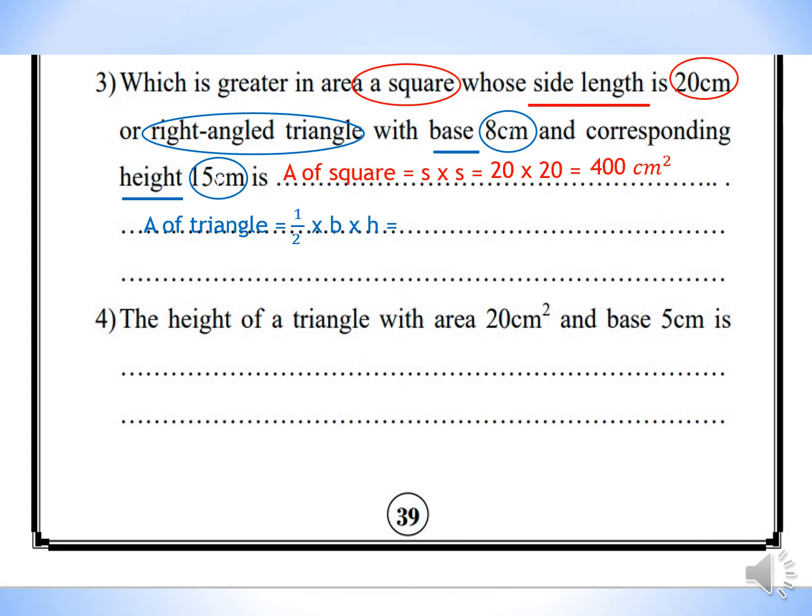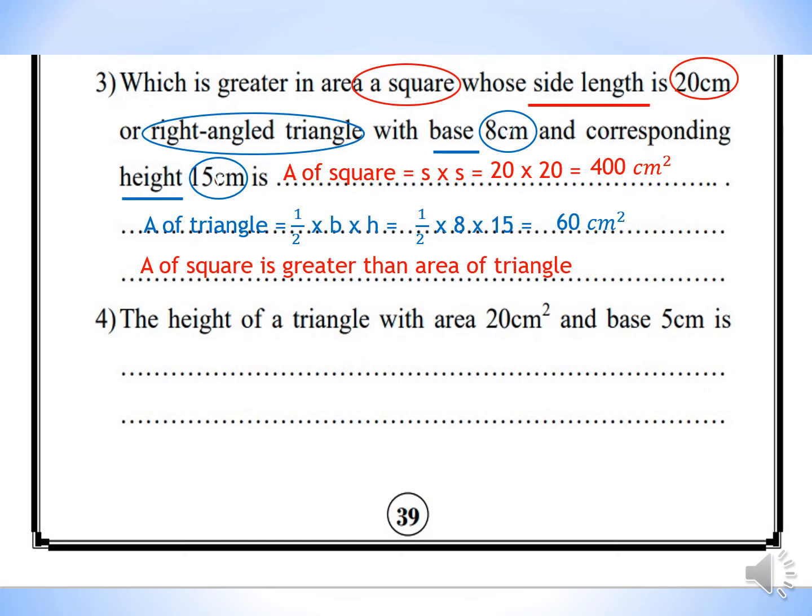And the area of the triangle equal half times base times height. So it will be half times 8 times 15. So it will be equal 60 centimeters squared. Now, which is greater, the area of the square or the area of the triangle? The area of the square is 400 and the area of the triangle is 60, so the area of the square is greater than the area of the triangle.